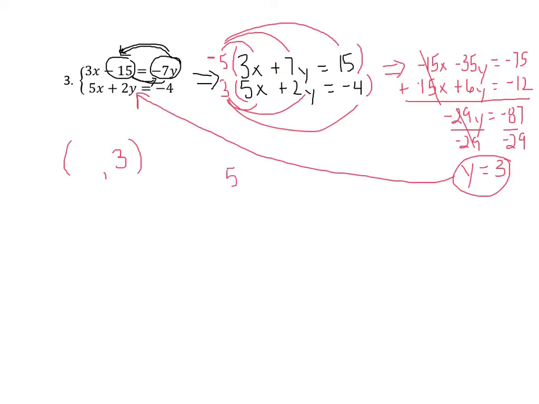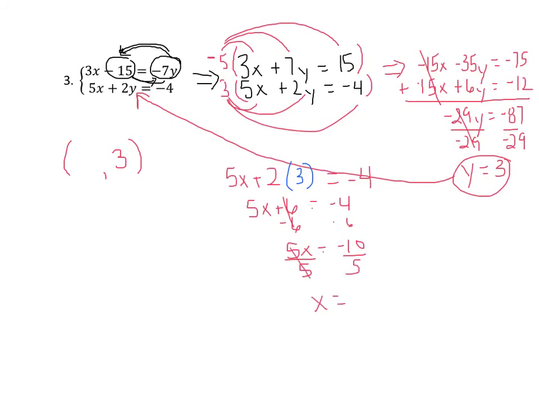So I'm going to have 5x plus 2. Take your 3 and plug it in for the y. And that should equal negative 4. So what does x have to be to get that to equal negative 4? So 5x plus 6 equals negative 4. Subtract 6 from both sides. You get 5x equals negative 10. And then divide both sides by 5. You get x equals negative 2. So that should go here.